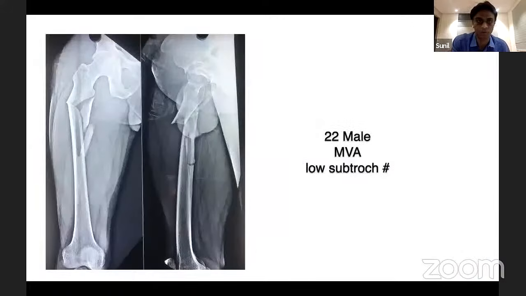So this is an example of some surface reduction tools that you can use in a subtroch fracture. If you look at this again, for example, just to highlight the utility of the anterior artery clamp: a young male with a high velocity injury, he has a low subtroch fracture with significant amounts of comminution.